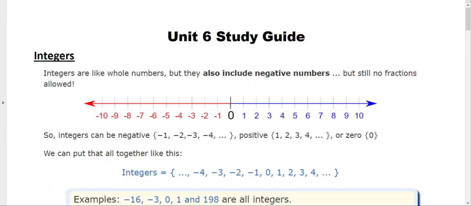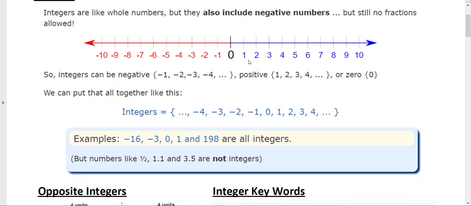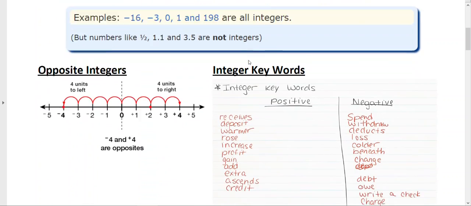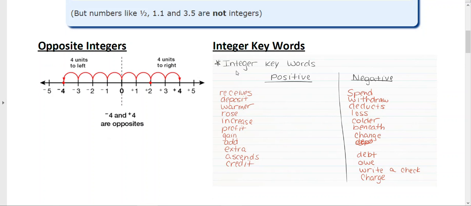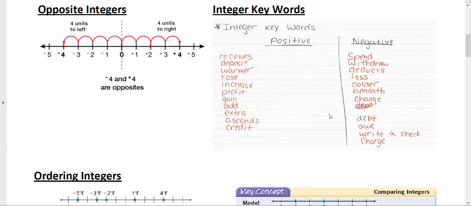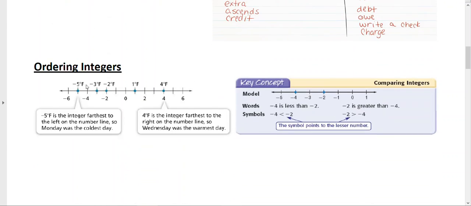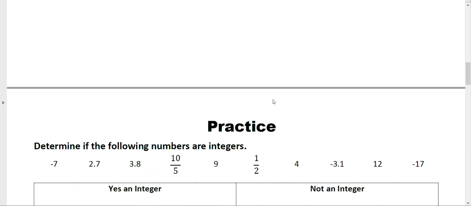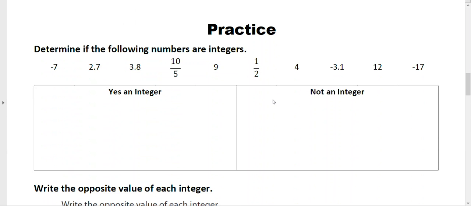In this video, I'm going to review the Unit 6 study guide for integers. So the first page of the study guide is just a basic review of the integers information. It's the same things that we've copied into our notes, including these integer keywords. We may have added some words here in class. We have ordering integers, and the next section is practice.